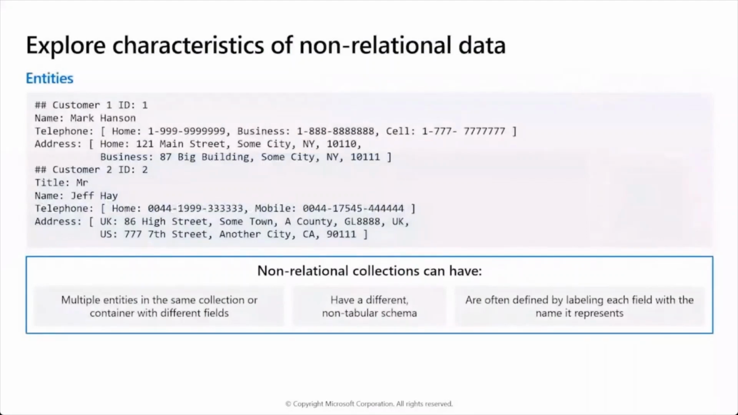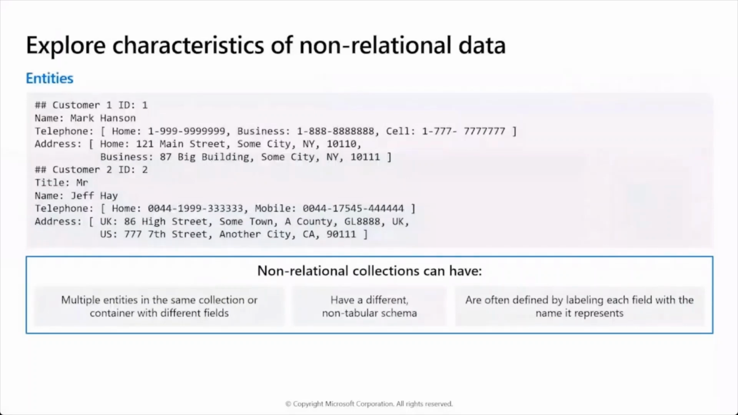Now, in a non-relational system, you typically store the information for entities in collections or containers rather than relational tables. So two entities in the same collection can have a different set of fields rather than the regular set of columns found in a relational table. This lack of fixed schema means that each entity can be self-describing. Often this is achieved by labeling each field with the name of the data that it represents. So for example, a non-relational collection for customer entities might look something like this.